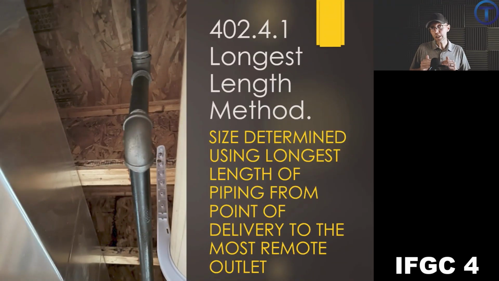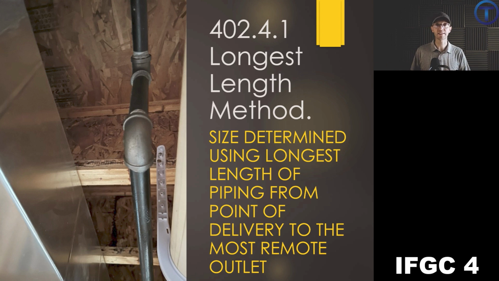Enjoy the video. That brings us to the most useful, the most reliable, and probably the simplest of all pipe sizing methods in 402.4.1, which is the longest length method. The size on this is determined by using the longest length of the pipe from the point of delivery to the most remote outlet. So we just look at what's the distance from the meter to the appliance that's farthest away. That distance is going to be what we use.